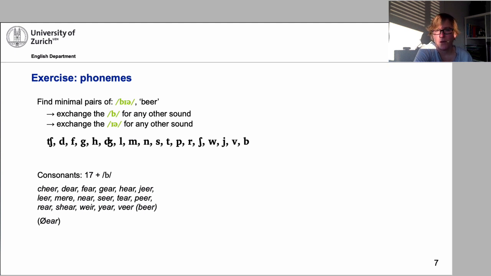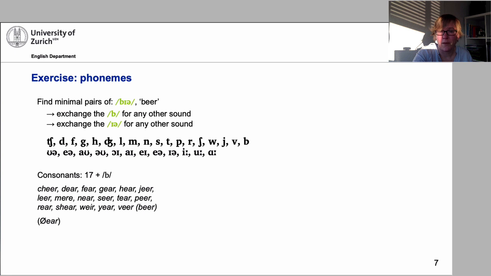If you accept zero elements, then possibly you also had ear on your list. That is open to debate, whether you accept zero elements. I wouldn't, because ear has fewer sounds than beer, since I don't count zero elements as an element in this particular context, but that would be open to debate.